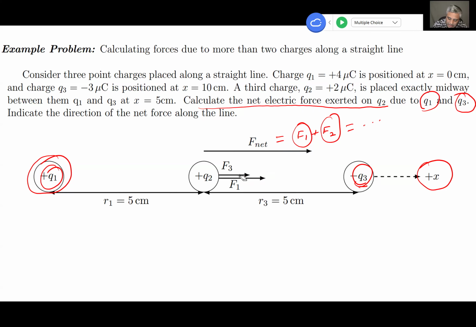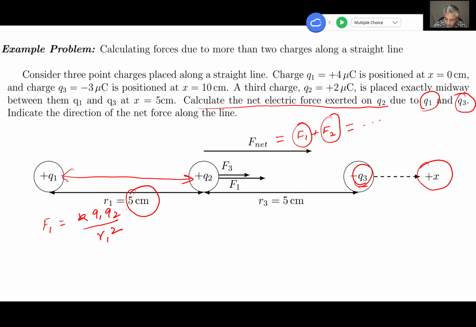Okay. So that means F1 is the force between these two charges, right? So in the formula for calculating F1, it's going to be k Q1 Q2 over R1 squared. But we have to be careful. This is 5 centimeter, so that has to be converted into meter. There are 100 centimeters in a meter, so it's going to be 0.05 meters. Okay, so we need to plug in those. Another thing, that is microcoulomb, so it is 4 times 10 to the power negative 6 coulomb.